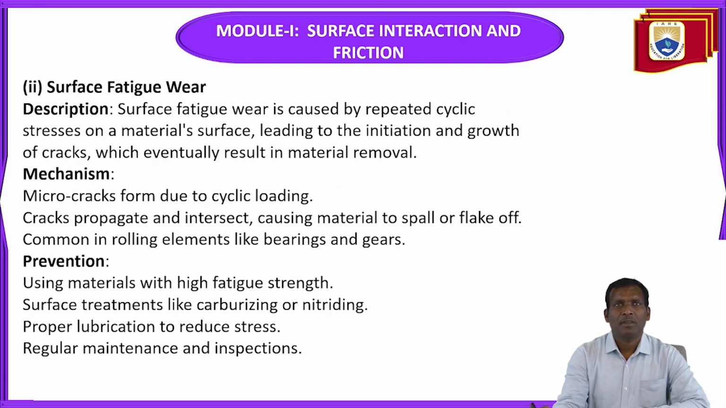Next, surface fatigue wear. We have already studied this in previous slides. Surface fatigue wear is caused by repeated cyclic stresses on a material surface, leading to the initiation and growth of cracks, which eventually result in material removal. The mechanism is that micro cracks form due to cyclic load. The cracks propagate and intersect, causing material to fall or flake off. Commonly, this type of surface fatigue wear occurs in rolling elements like bearings and gears. Mechanical components like bearings and gears are frequently subjected to this type of wear.